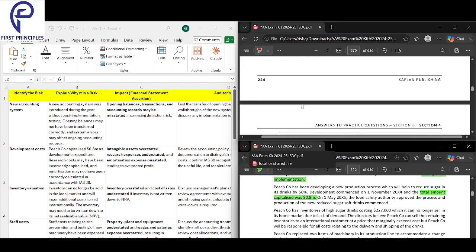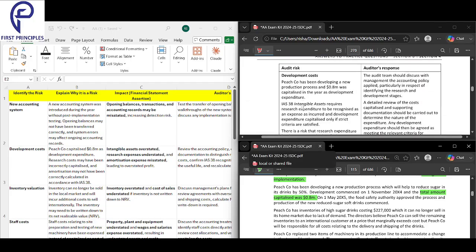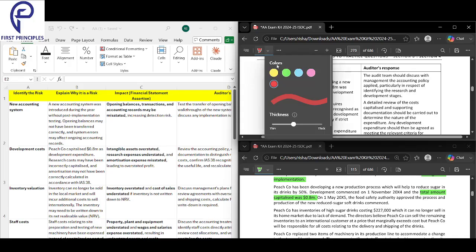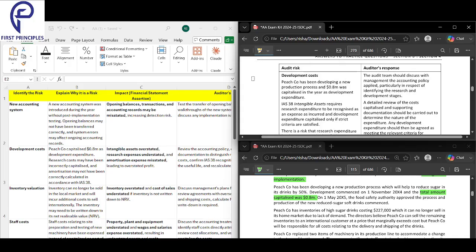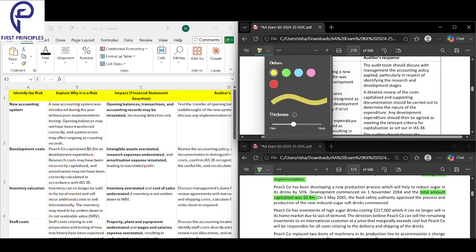So what is the risk? Firstly, development cost is the risk. Why is it a risk?